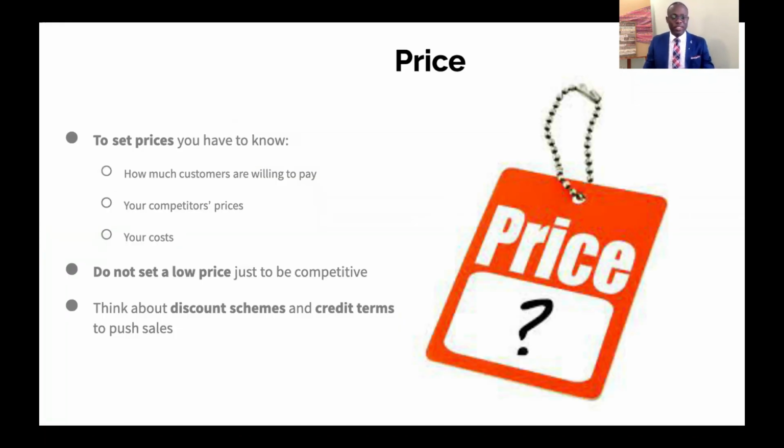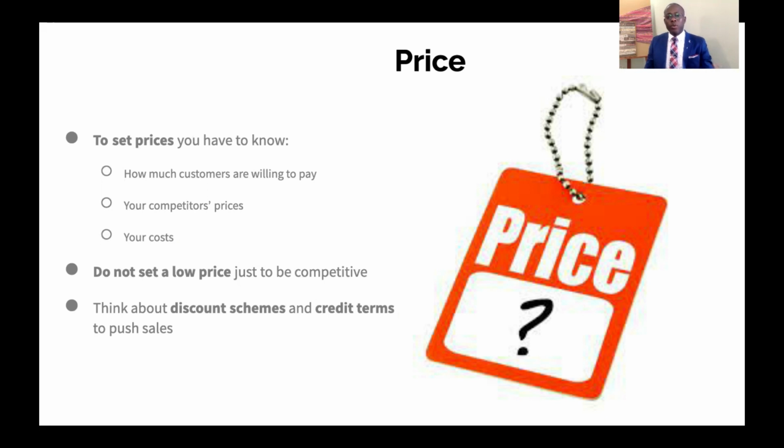Are you setting it based on what your competitors' prices are? How much your customers are willing to pay? Or even your costs? Have you considered what is your manufacturing cost? How much is the selling cost? How much is the profits? We have these detailed calculations in our costing module.